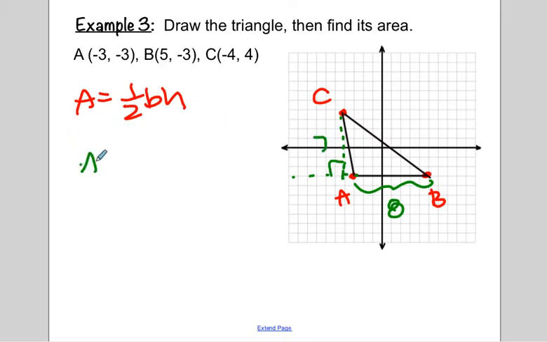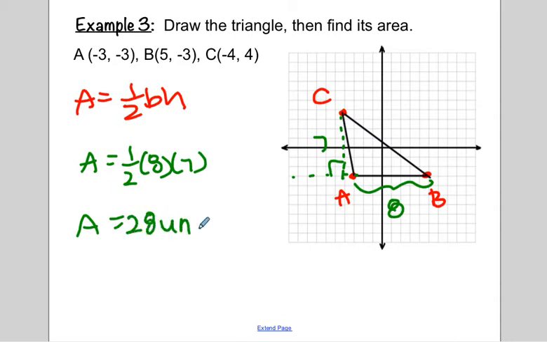So my equation is 1/2 times 8 times 7. So 1/2 of 8 is 4. 4 times 7 is 28. And then my label would be units squared.